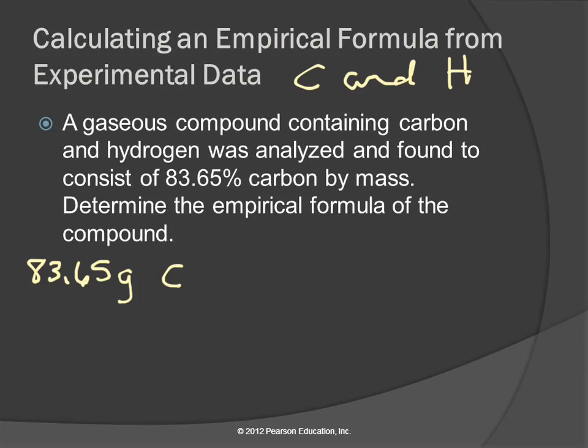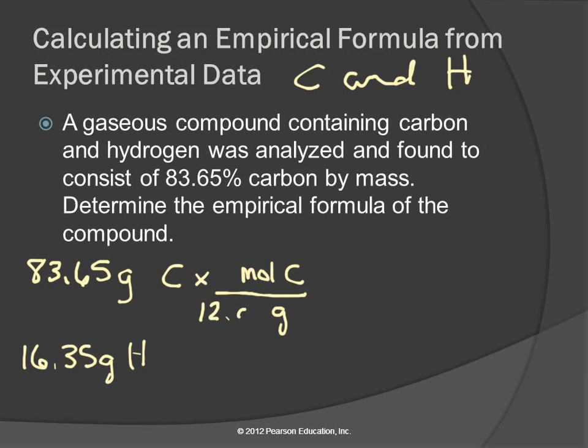So 100 minus 83.65. That tells us that the mass of hydrogen is 16.35 grams. So that's the first thing we have to do, is get the masses of all the elements. Now we're going to convert those masses into moles. So we use the molar mass, and we learned how to do this on Tuesday. So we're going to divide by grams and multiply by moles. We look this up on the periodic table. 1 mole of carbon weighs 12.01 grams. So we take our 83.65, we divide by 12.01.